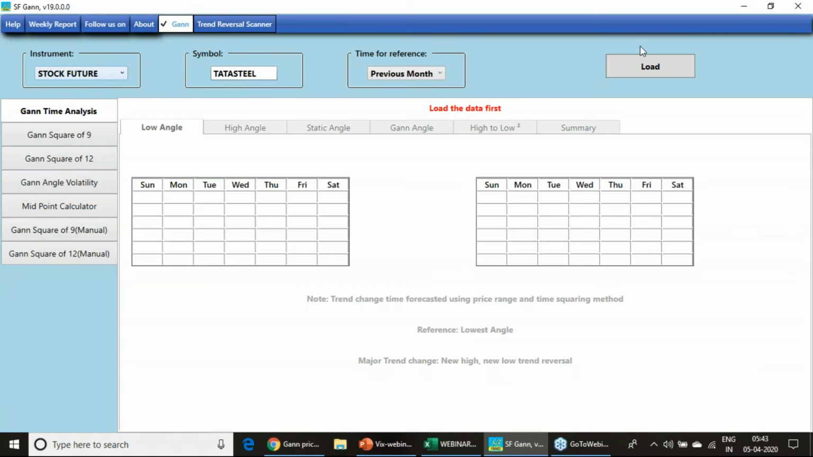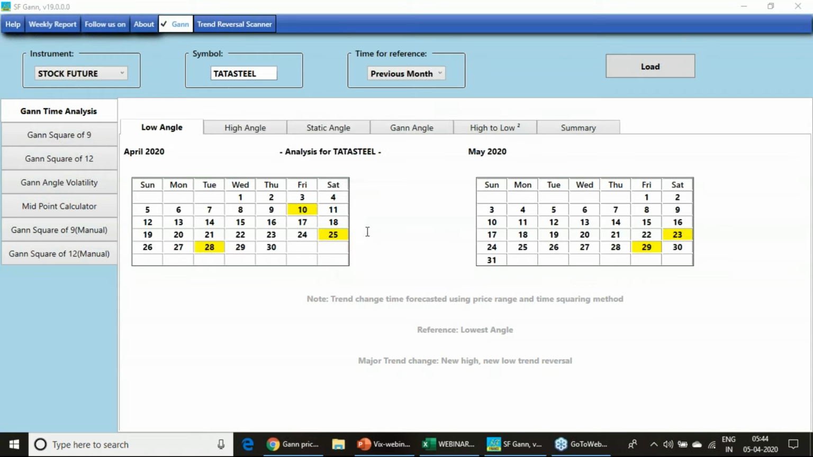You need to just select the stock. Like, I am selecting Tata Steel. I'll be taking a couple of counters for trend reversal dates. Here 5 different dates have been given. For Tata Steel: 10th of April, 28th, 25th as per one method, and 12th and 19th as per another method. These two methods are very prominent, low angle and high angle. So this is for Tata Steel.